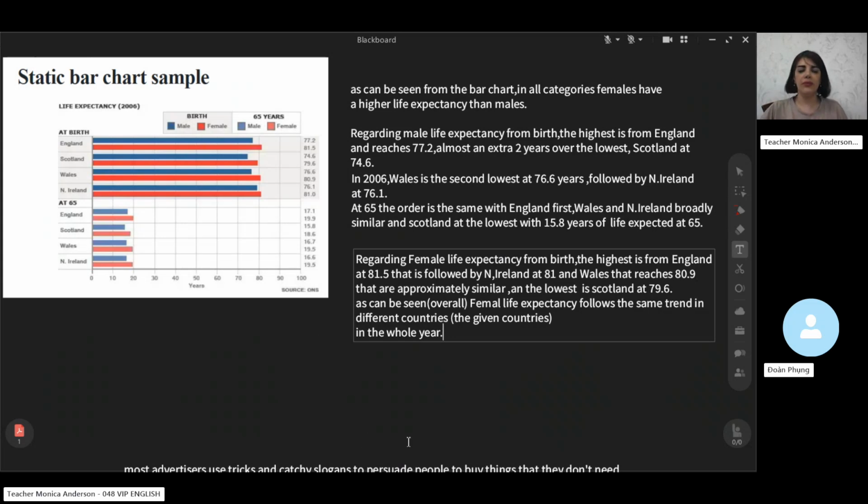But teacher, in the overview, there's just one sentence? That's enough, of course. As I told you, it's really easy. You don't need to write one whole paragraph. You only need to talk about the general trend. We only have one year, so what is the general trend? As can be seen from the bar chart, in all categories, female have a higher life expectancy. This is your overview, the general trend of the bar chart, and that's it.